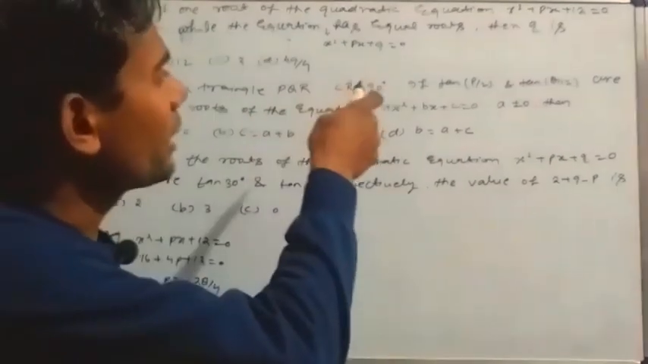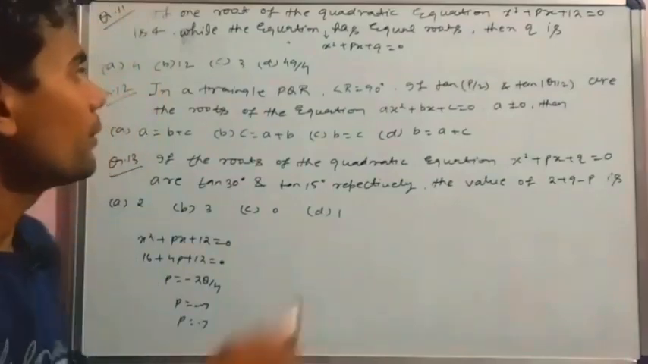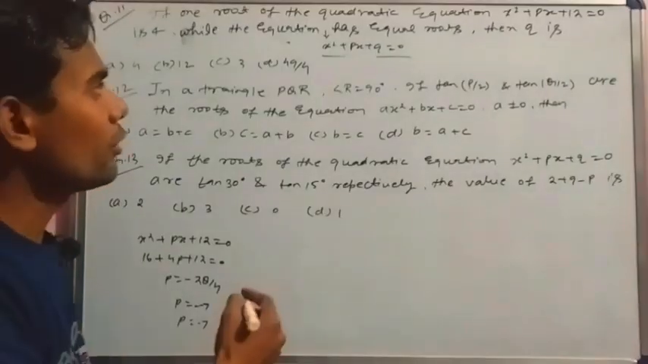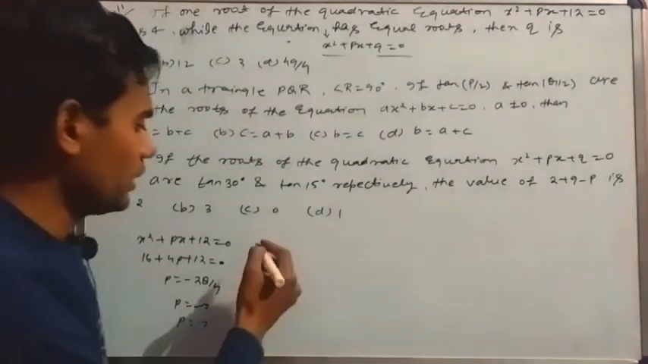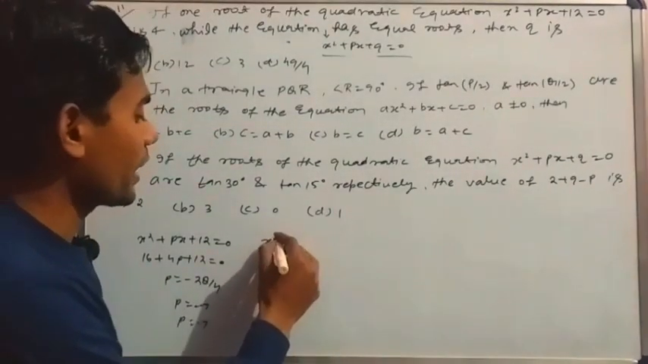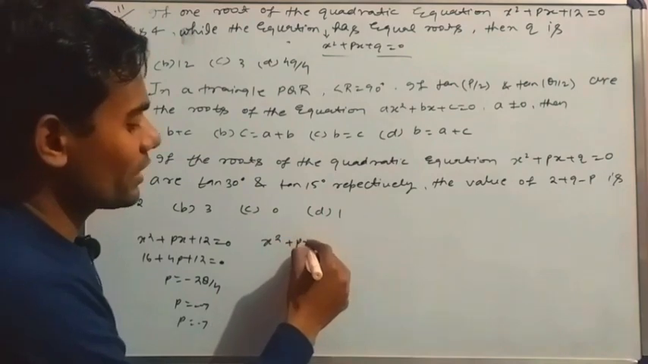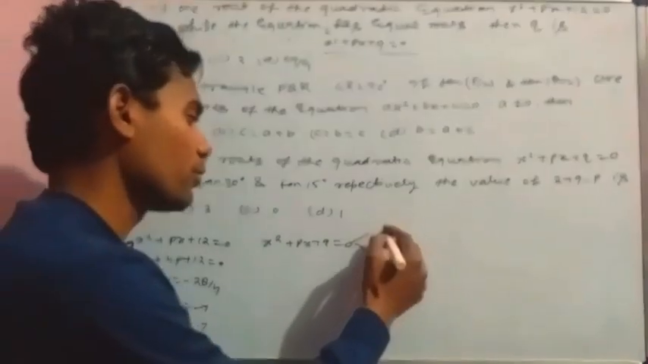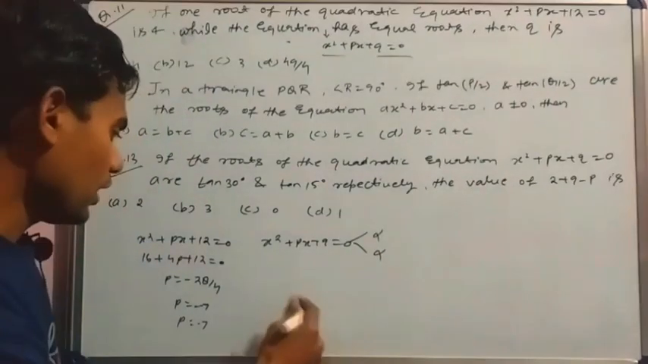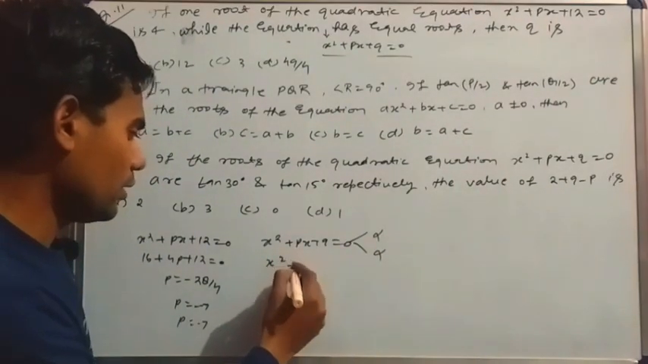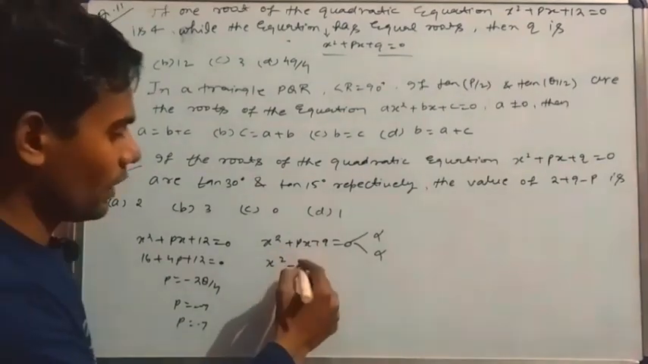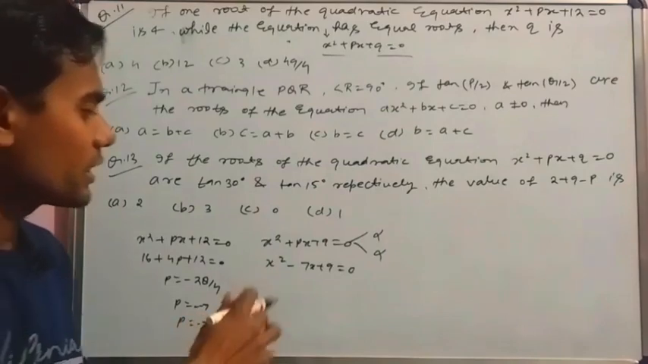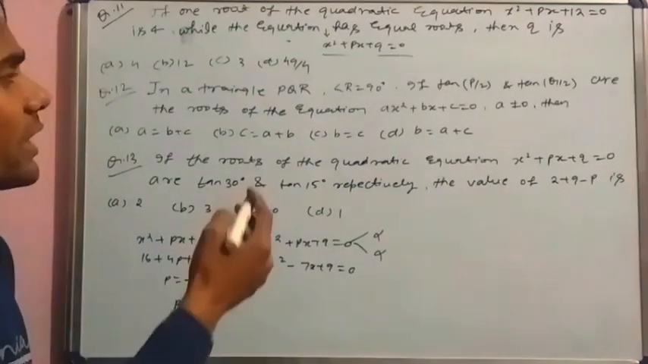And if the equation x square plus px plus q has equal roots, then find the value of q. Suppose this quadratic equation x square plus px plus q is equal to 0 has equal roots, means one root is alpha and the other root is again alpha. Then put the value of p: x square minus 7x plus q is equal to 0, and then find the value of q.